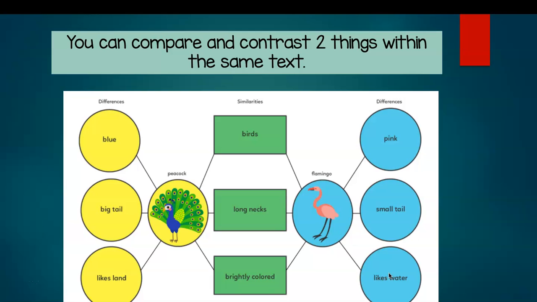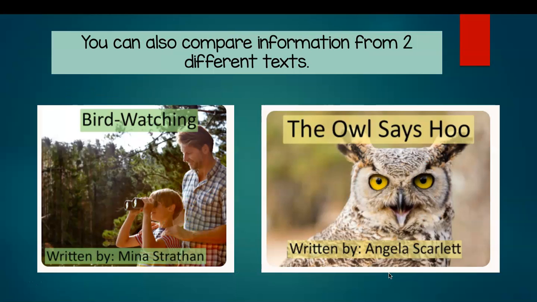So today we're going to read two books about the same topic, and we're going to think about what's the same and what's different. We're going to compare and contrast. So we're going to take this book that we read last week, Bird Watching, and this new book that we're going to read this week, Owl Says Who, and think about ways that they're the same and ways that they're different.